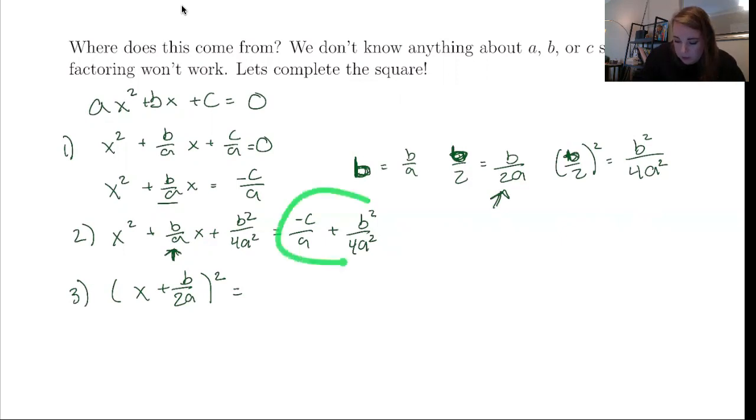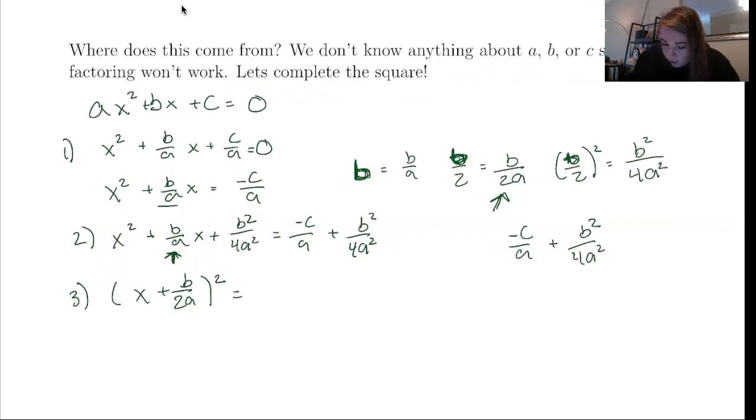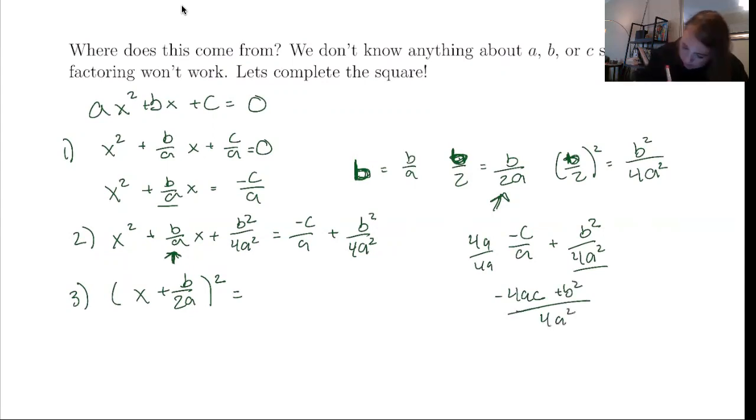These, what do I mean by these? These guys. Let's combine these to make it one fraction. So negative c over a plus b squared over 4a squared. My least common denominator would be 4a squared. So that means I need to multiply by 4a over 4a. So this is negative 4ac over, all right, plus b squared over 4a squared. Okay.